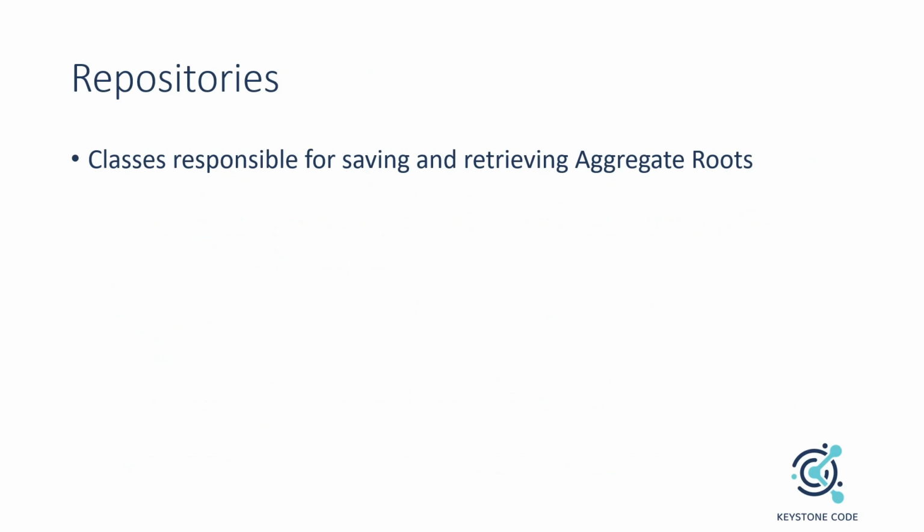So then we have repositories. Briefly mentioned that before. When we're talking about aggregate roots and the fact that they can move in and out of the persistence layer, we do that through repositories. And so repositories are classes responsible for saving and retrieving aggregate roots. Notice that we don't say entities, we don't say value objects. It's only aggregate roots.